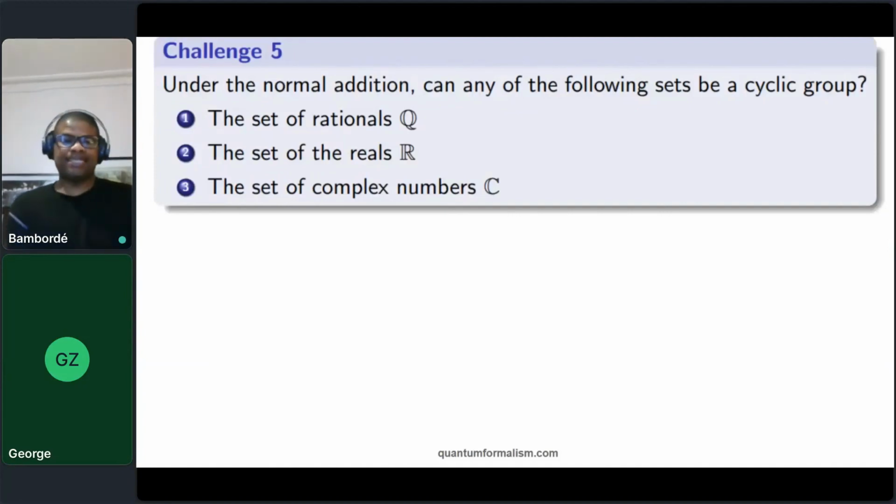This also means essentially that when it comes to non-abelian stuff, non-abelian groups cannot be cyclic.